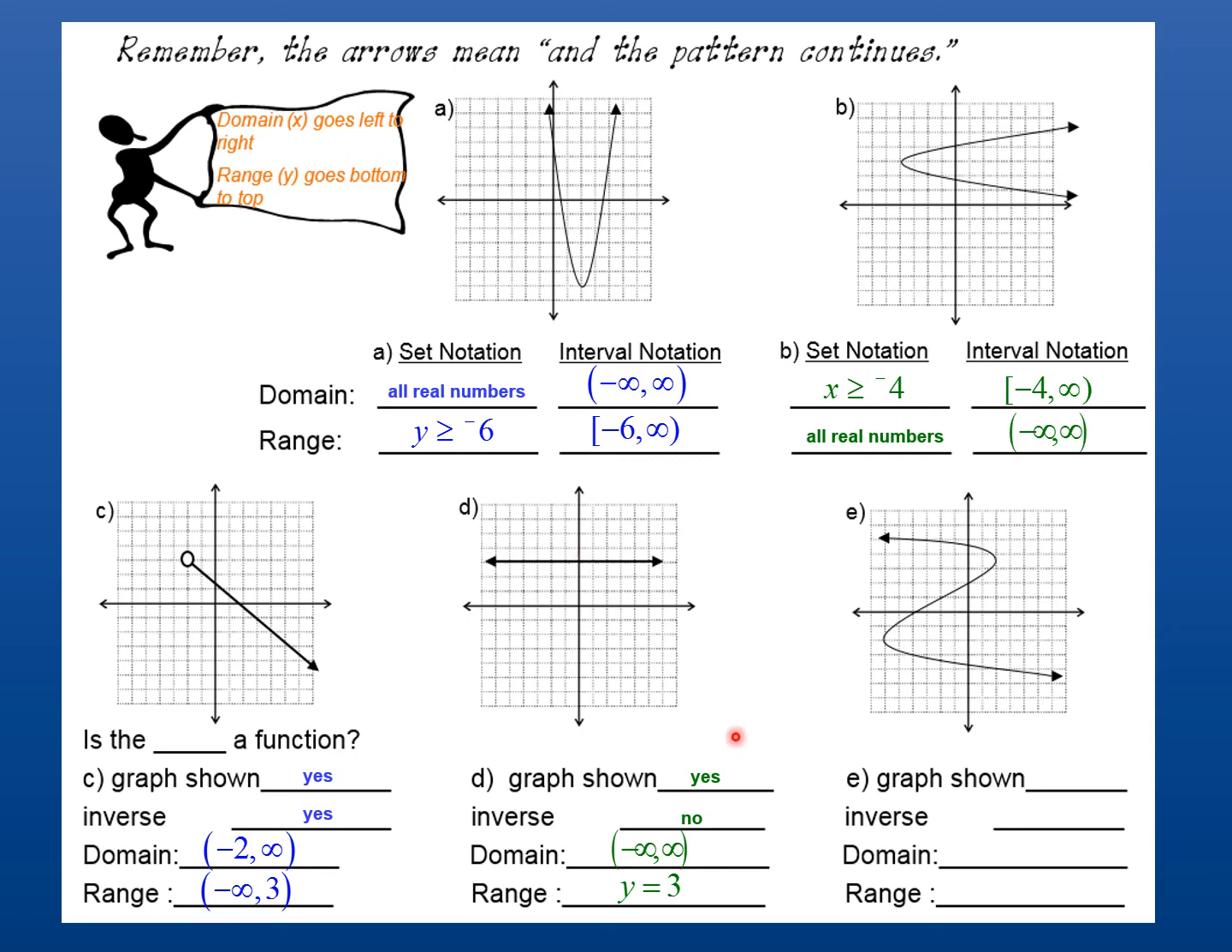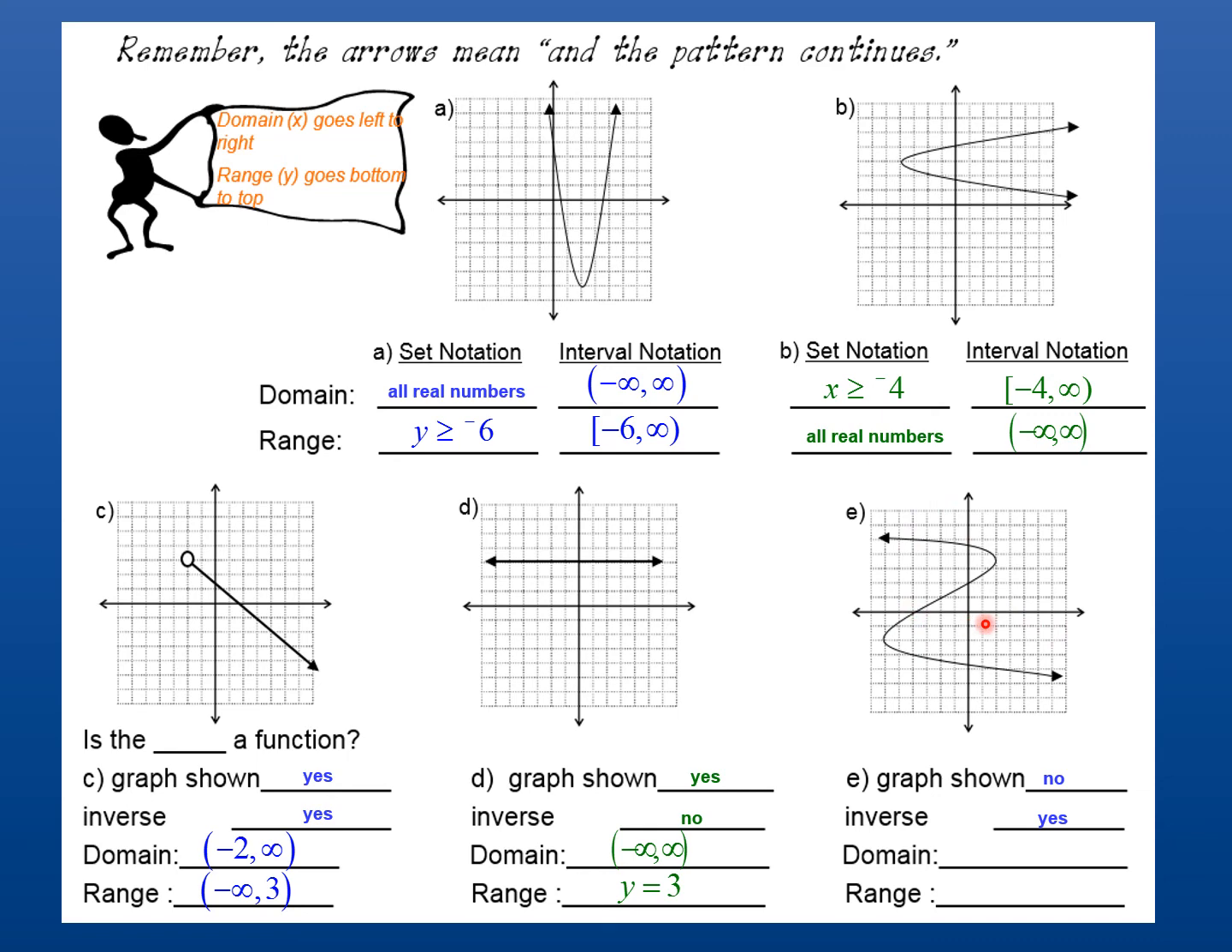Let's take a look at this last one. Is this graph a function? Well, when I do my vertical line test, do I cross this graph more than once? And the answer is I do. So that means the graph is not a function. Let's take a look at the inverse, and we're going to do our horizontal line test. And we find out that it passes the horizontal line test, so the inverse is, yes, a function.